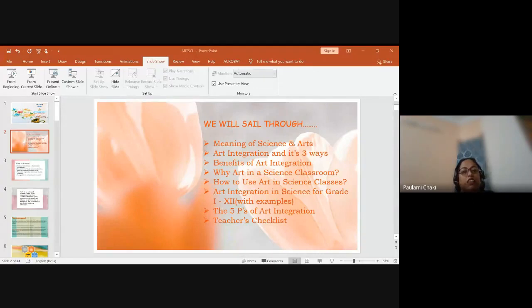So what is art integration? According to the John F. Kennedy Center for Performing Arts, art integration is an approach to teaching in which students construct and demonstrate understanding through an art form. That is the basic thing which we all now know about art integration.